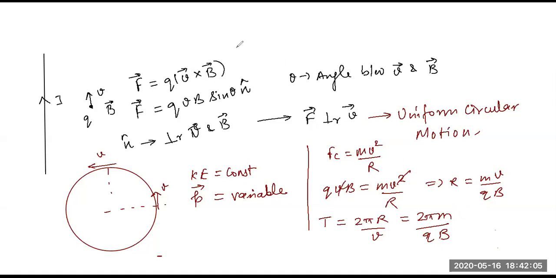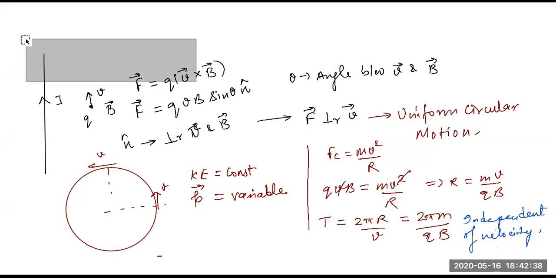Now I told you one important point to remember here, and the point was this, that this time period is independent of velocity. So it doesn't matter with what velocity the particle is moving, its time period will remain a constant, right? Got it or not? Yes or no? Yes, sir. Any questions on this? No. Okay, great.